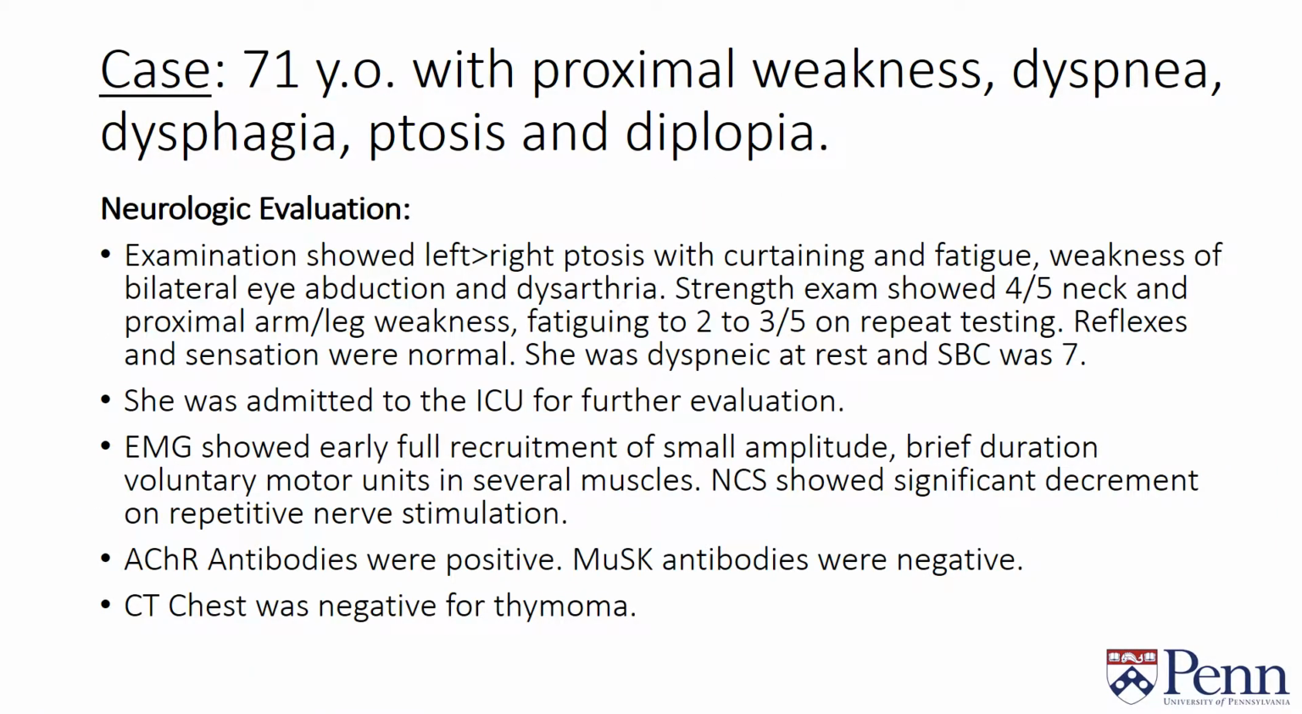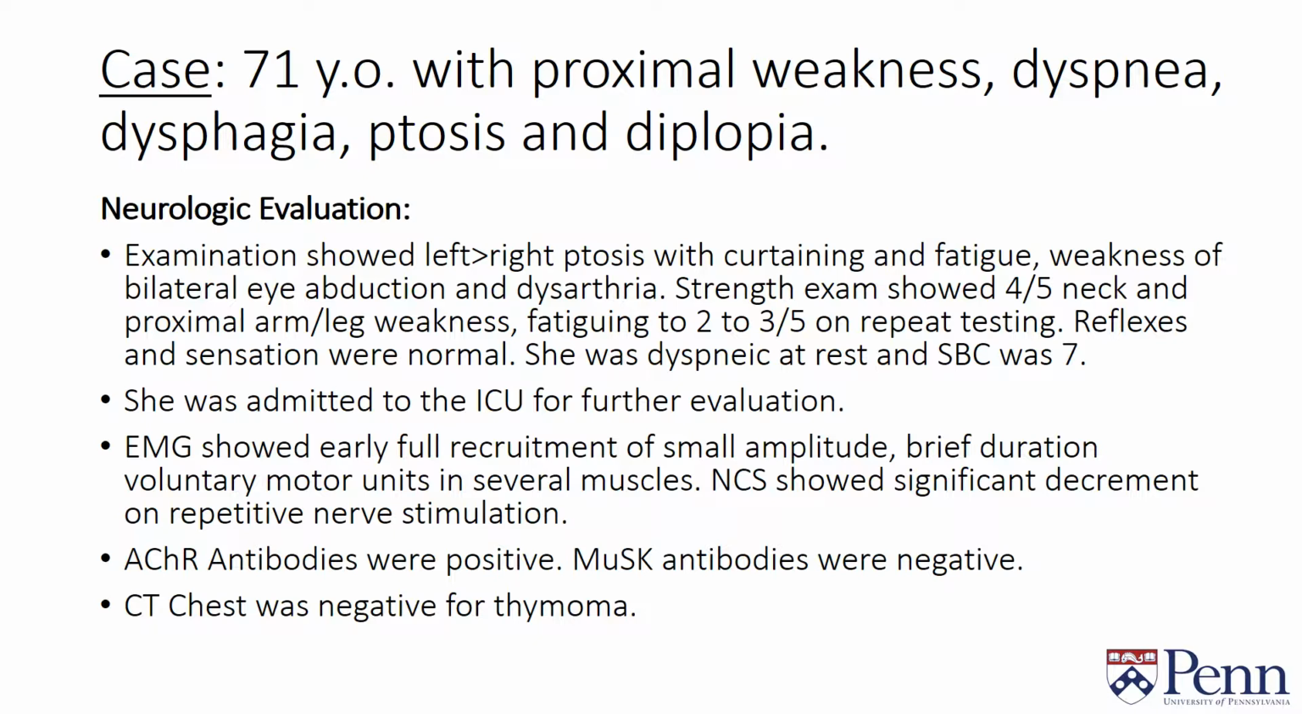On neurological examination, she was noted to have bilateral ptosis, worse on the left, with curtaining, which is where you pull one eyelid up and the opposite eyelid sags down. Her ptosis was fatigable in that when you asked her to look up, her ptosis would get worse. She had impaired extraocular eye movements. She had dysarthria, and repeat manual muscle testing demonstrated fatigue. Her single breath count was 7, which is how high she can count in a single breath, and that is quite low. She was admitted to the ICU for further evaluation, where an EMG actually showed a myopathic pattern.